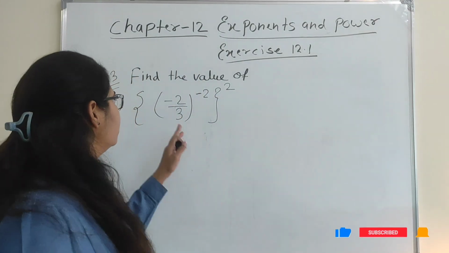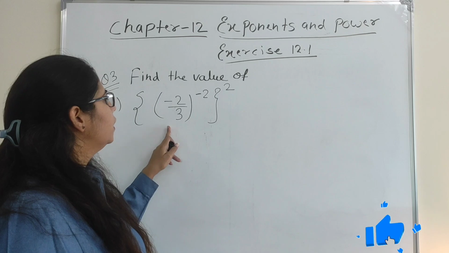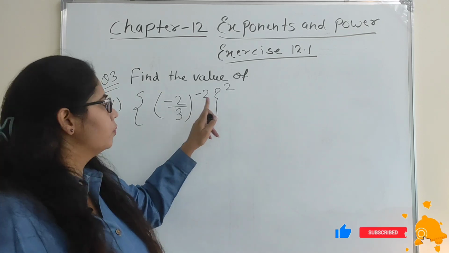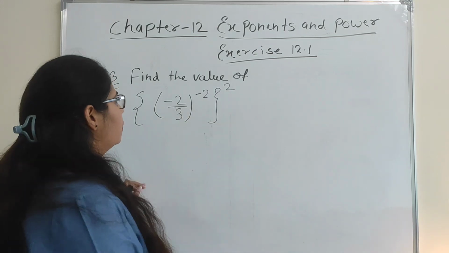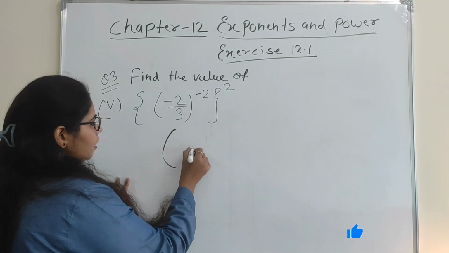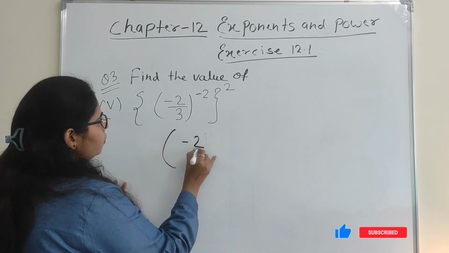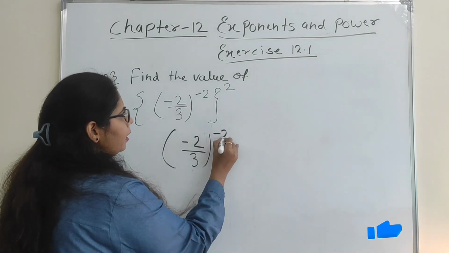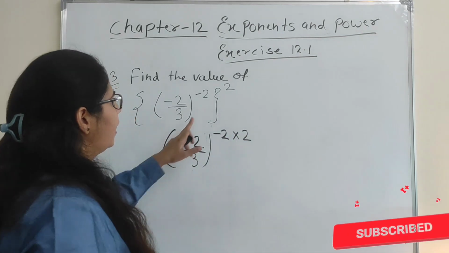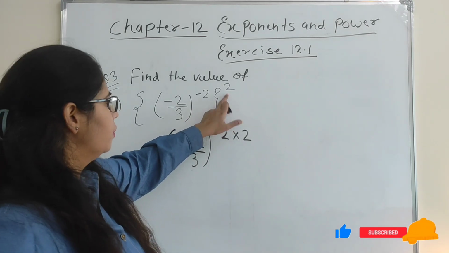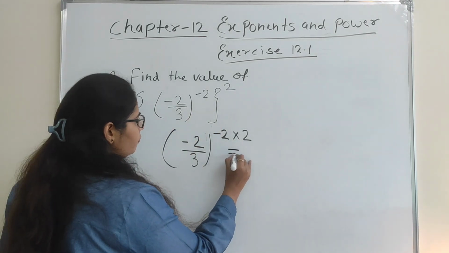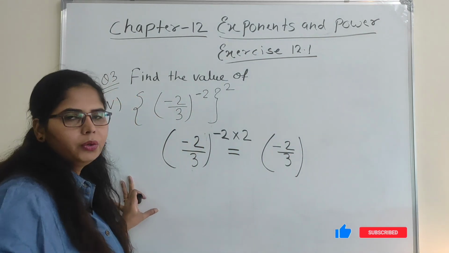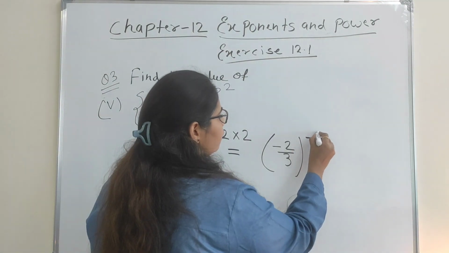Now our fifth question is (negative 2 upon 3) the whole power negative 2, and there is one more power, that is 2. Remember the power of power rule. So how will we solve it? Negative 2 upon 3, right? Power of power will be multiplied. Minus 2 multiplied with the power 2 here. So negative 2 upon 3 to the power negative 2 into 2, which will give you negative 4.